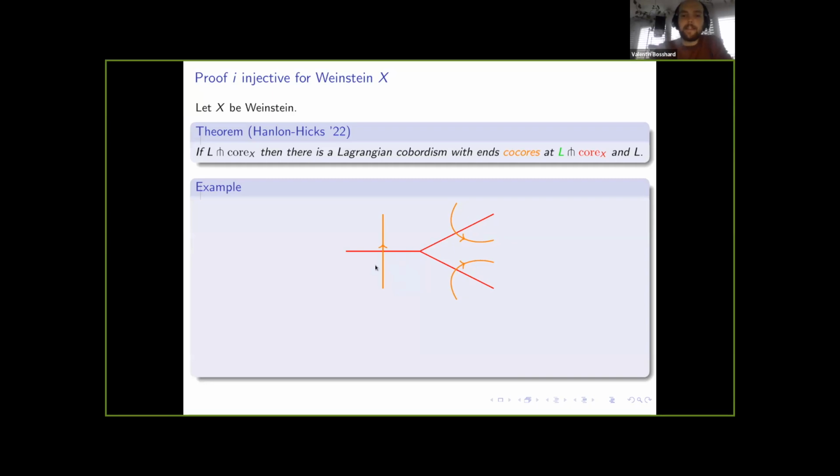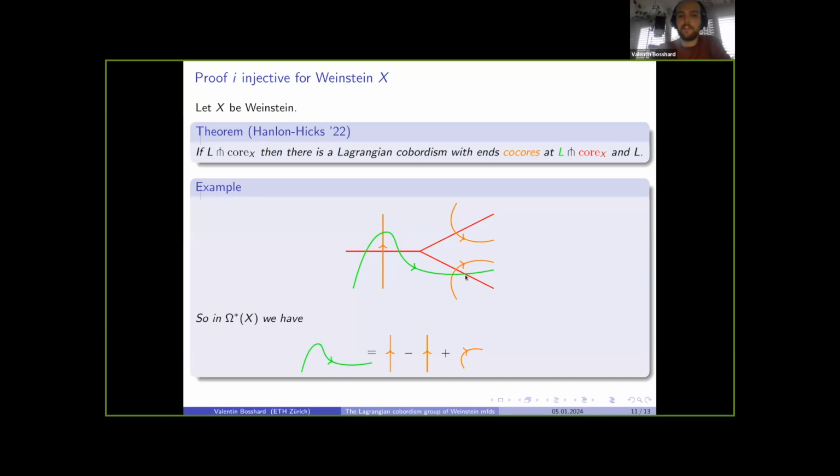And the claim is that if you have a Lagrangian submanifold that intersects the core transversely, here L is in green, so we have three intersection points, one here, one here, and one here. Then the claim is that actually there's a cobordism between L itself and the co-cores at these intersection points.